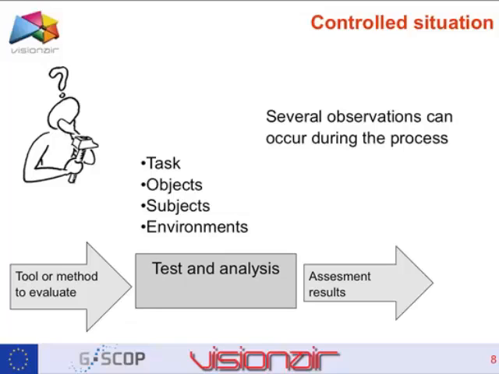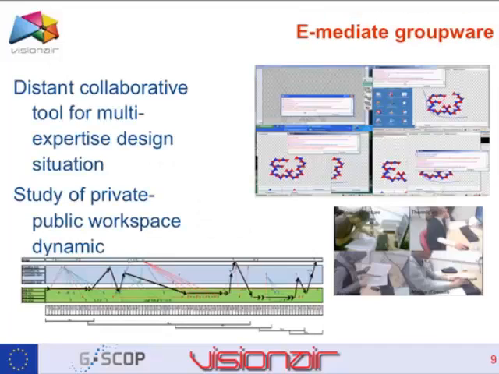That kind of observation is very prescriptive. Among the task, the object, the subject, and the environments, we are trying to control and have a hand on all the parameters of the experiment. That's why it's called a controlled situation. As an example, here is a collaborative software we developed and we wanted to assess in real conditions. It was a software for a distant collaboration platform involving multi-expertise design situations. The specific focus we had on this experiment was to study the private and public workspace and the dynamic between these spaces and how people were using them.